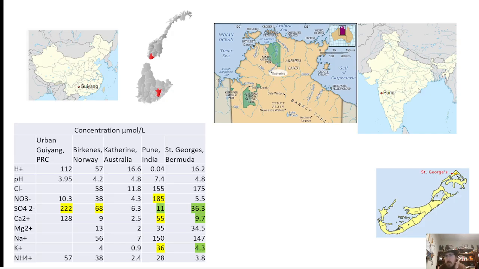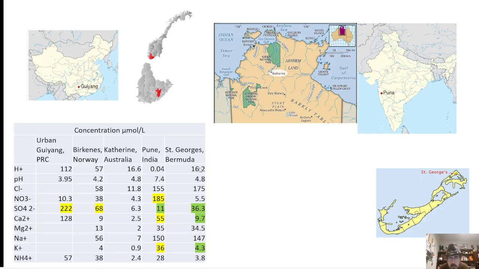Pune, India. Surprisingly, very high nitrates, very high calcium, very high potassium, very low sulfates. And it's actually the least acidic. I think that has to do with its very high sodium, but that might be in relation to everything else. Looking at things out of whack, but that may be due to the clay-based soils there. We have greater amounts of calcium and potassium and nitrate.